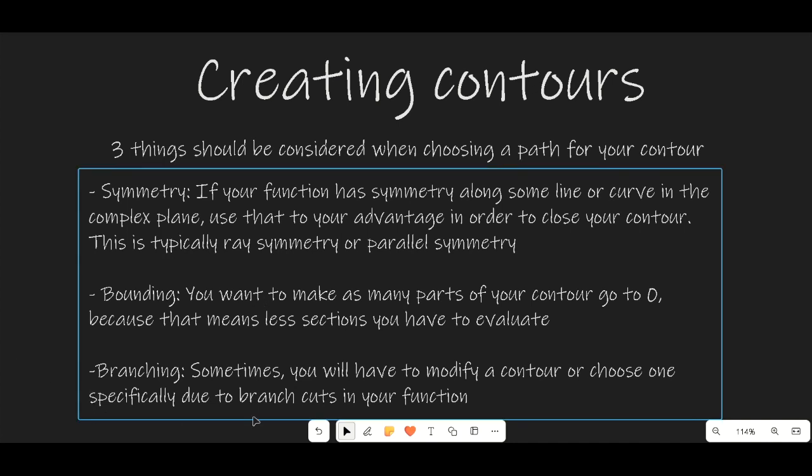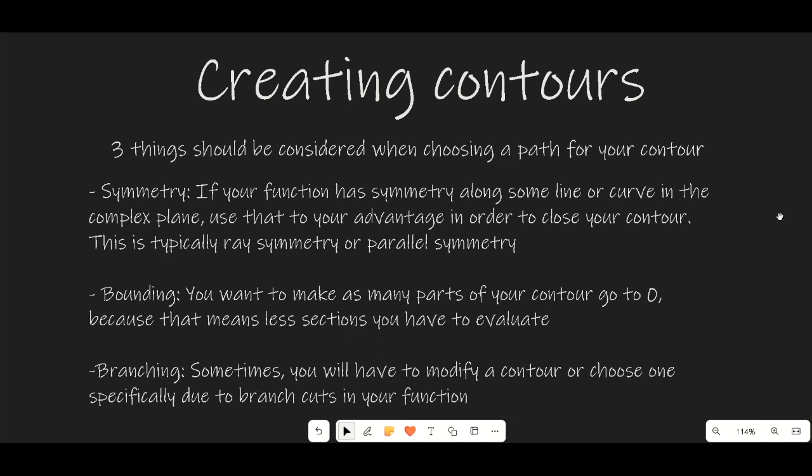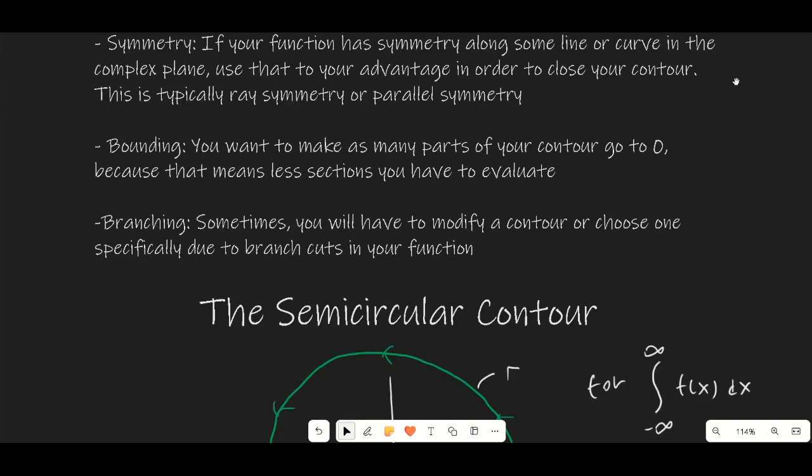And branching. So sometimes we'll have to modify our contour or choose one specifically due to branch cuts in our function, and that'll make a little bit more sense once we get to some of the other contours that we're going to cover in the video. So let's go ahead and get started.